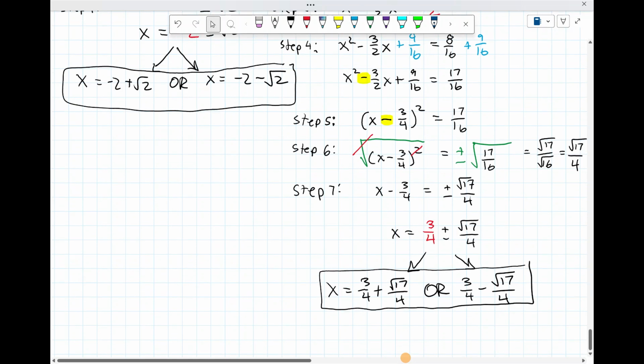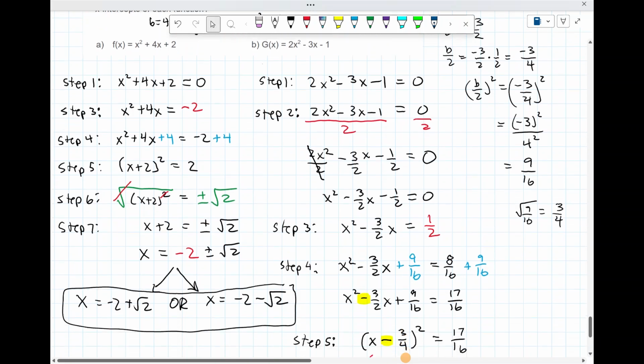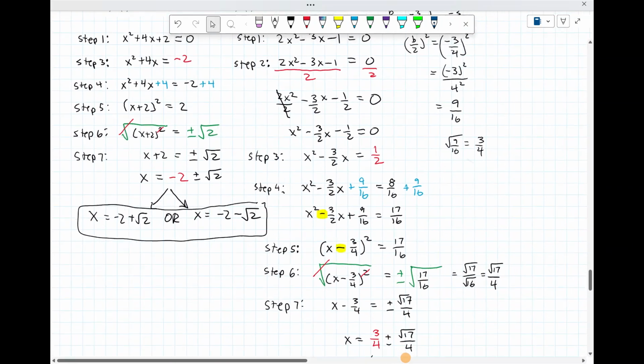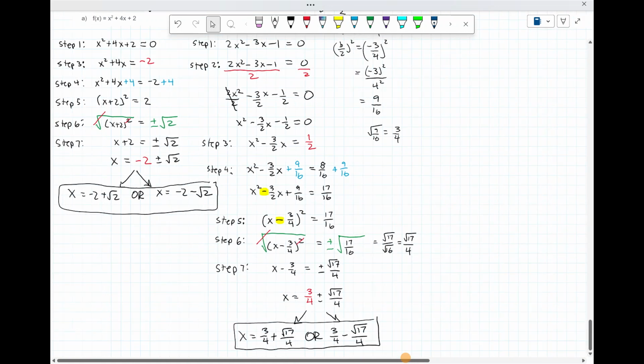So those are 2 examples of how to find the zeros of a quadratic equation by completing the square. The second one is obviously fairly complicated, but nothing that you can't do. If you follow the steps and you do it correctly, you will arrive at the correct answer every time.